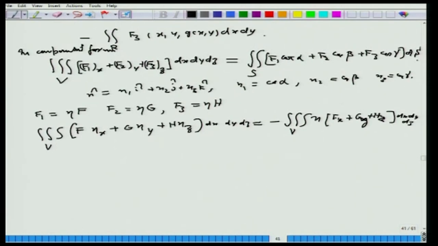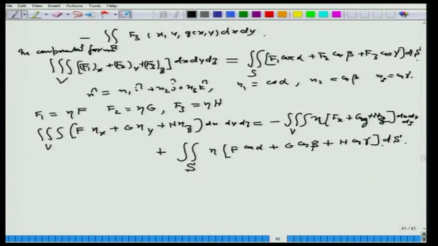Now, that boundary term is now a surface integral over the surface S of eta times (f cos alpha plus g cos beta plus h cos gamma) dS. So, you can see that this is now three dimensional integration by parts, here derivatives on eta, so eta x, eta y, eta z. Now, we shift these derivatives onto f, g and h, we get this minus sign here, and so we get f x plus g y plus h z here, and eta becomes free of derivatives, and this is the boundary term, where the boundary is the surface.